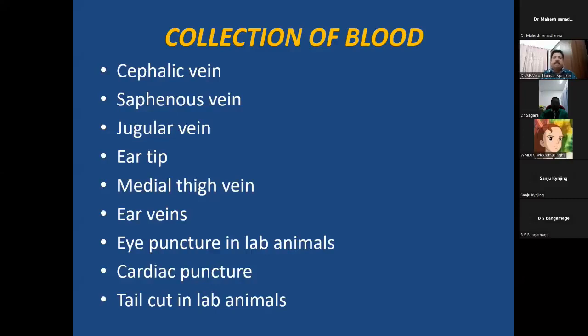And the eye puncture in lab animals. Sometimes, for example in the case of a small mouse, we cannot search for a prominent vein. So by eye puncture, or the tip of the tail will be cut, a slicing will be done, and thereby bleeding occurs and the blood is secreted.